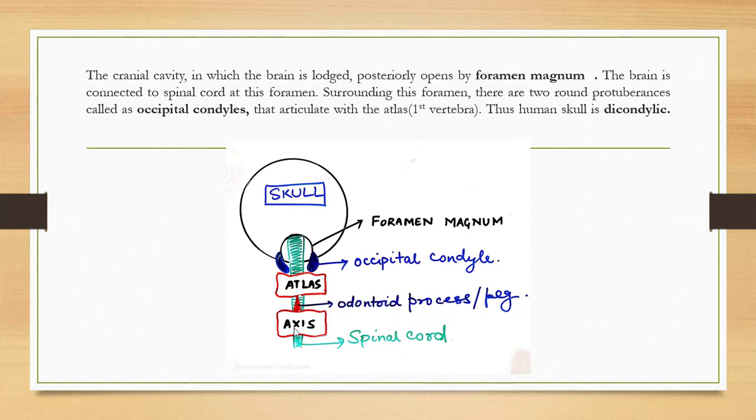odontoid projection, by which the second cervical vertebra is connected with the atlas, and this allows which movement? This is a pivot joint, so this allows sideways movement. So you have seen that the condyloid or ellipsoid joint allows the nodding movement, while the pivot joint allows the sidewise movement.